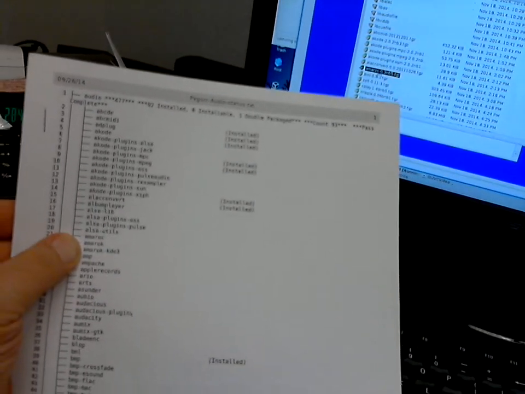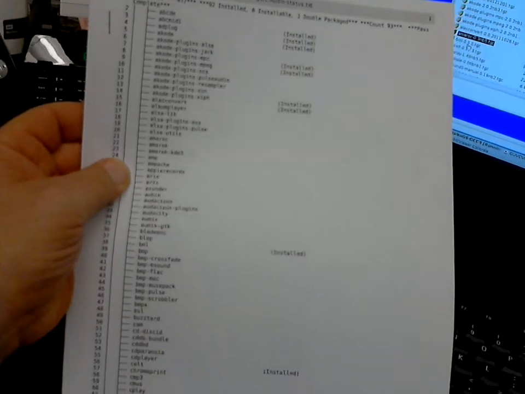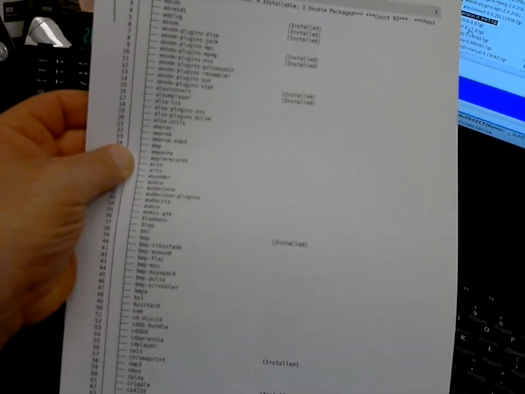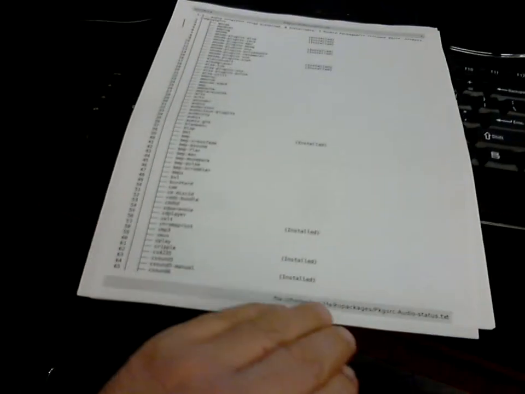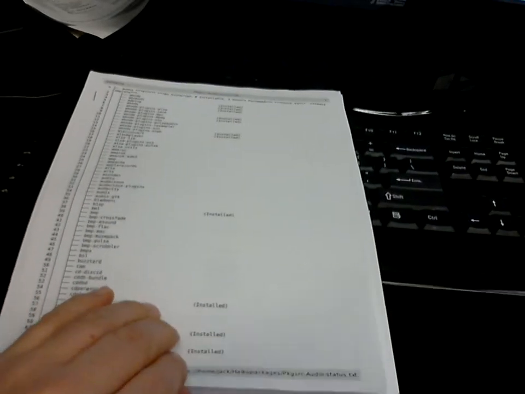Okay, Amarok, I didn't have that. Didn't have C-Play. Cripple, I think I had. Didn't have C-Sound. Oh, no, I did. Just manual.